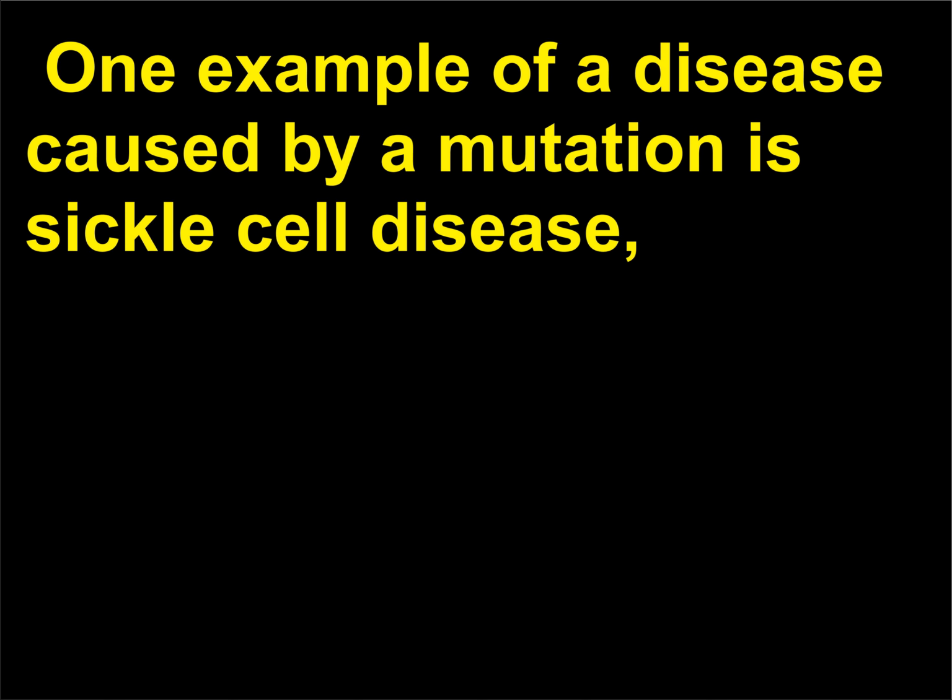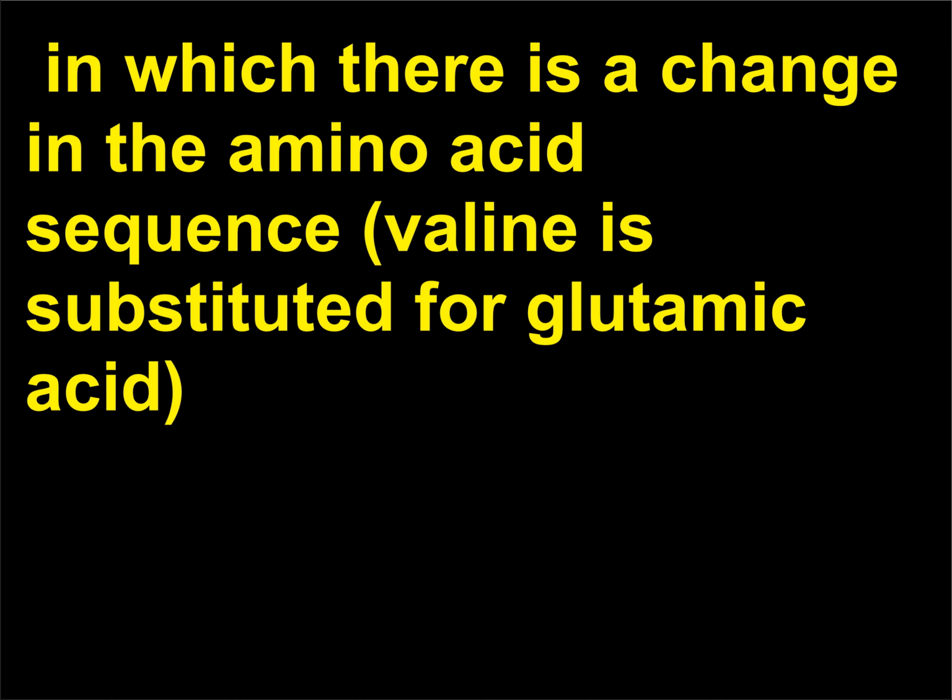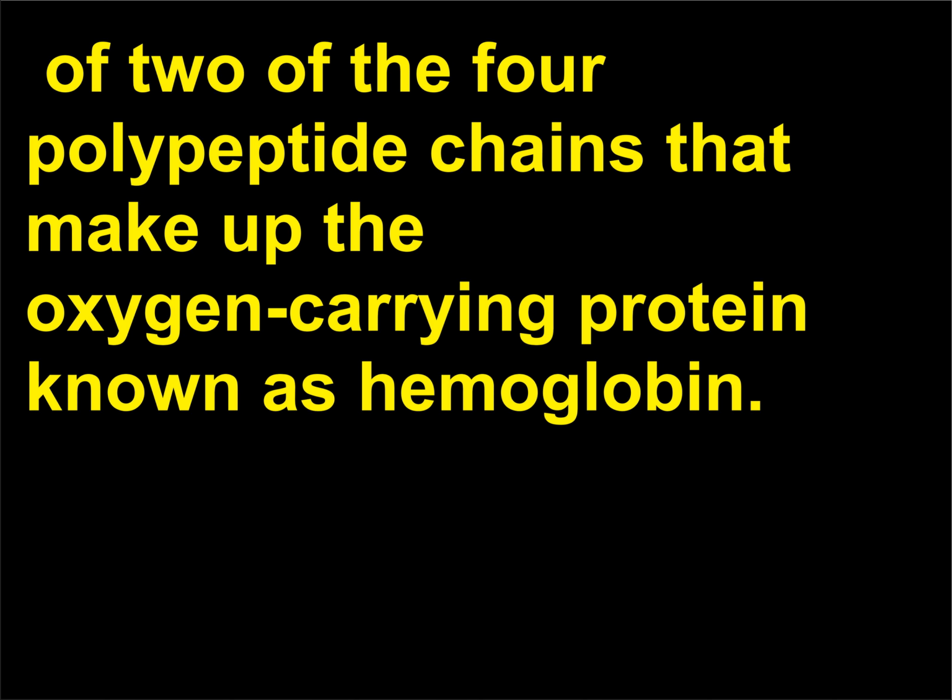One example of a disease caused by a mutation is sickle cell disease, in which there is a change in the amino acid sequence. Valine is substituted for glutamic acid of two of the four polypeptide chains that make up the oxygen-carrying protein known as hemoglobin.